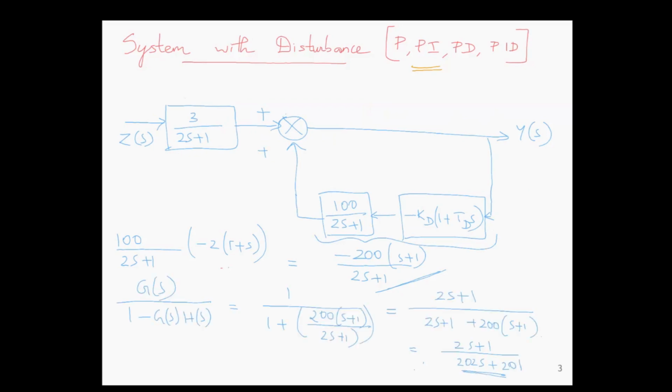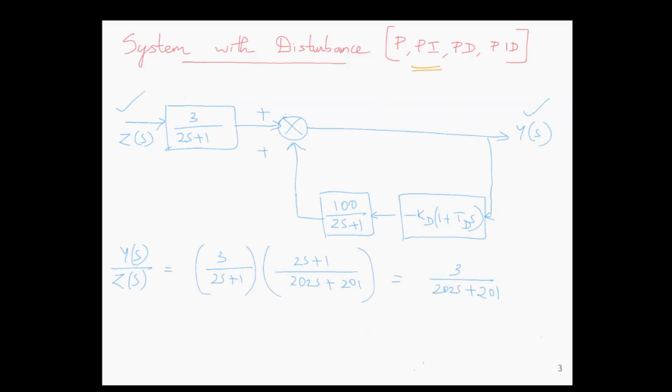For the positive feedback loop, the reduction is G(s) by 1 minus G(s)H(s). Here G(s), the forward path gain, is 1 and the feedback path gain is minus 200 divided by (2s plus 1)(s plus 1). Substituting that, we get the reduced transfer function of the positive feedback loop as (2s plus 1) divided by (202s plus 201). Now this block is in series with 3 divided by 2s plus 1, hence we just multiply them to get the entire transfer function between Y(s) and Z(s).